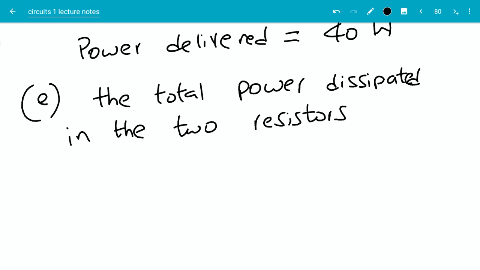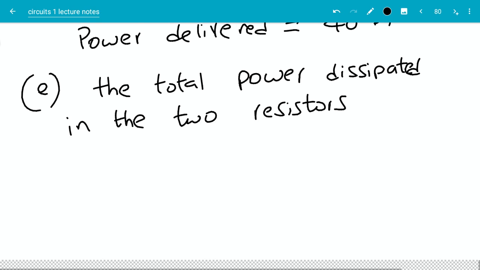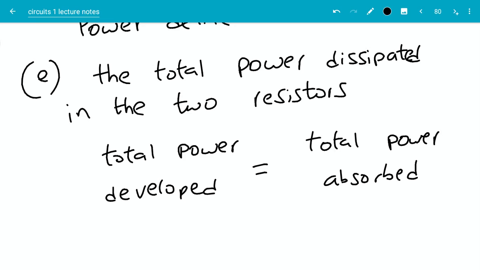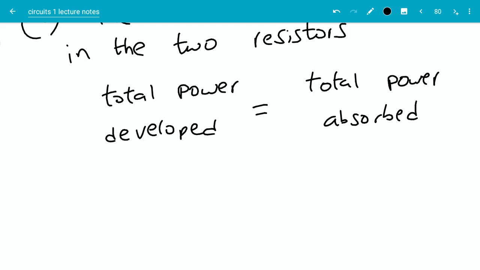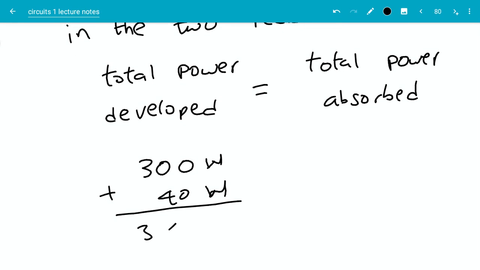Part E is asking for the total power dissipated in the two resistors. We will use the fact that the total power is conserved, and therefore the total power developed should be equal to the total power absorbed. Both the independent current source and the controlled current source are delivering power, and the power they're delivering or developing is 300 watts plus 40 watts, which is a total of 340 watts.